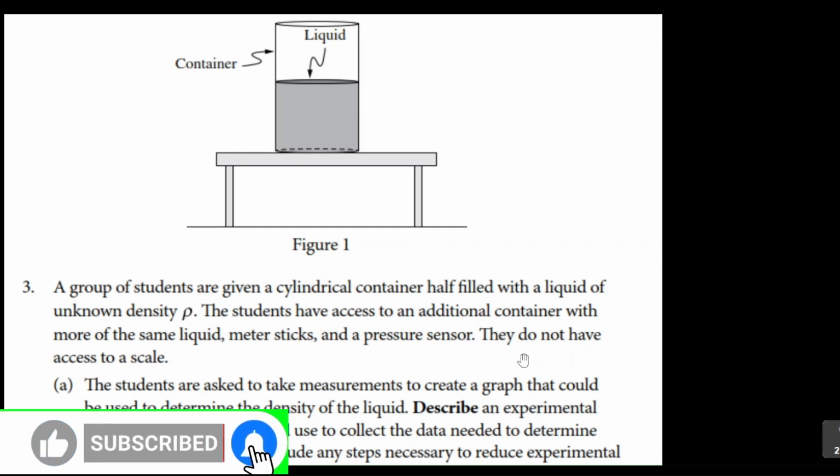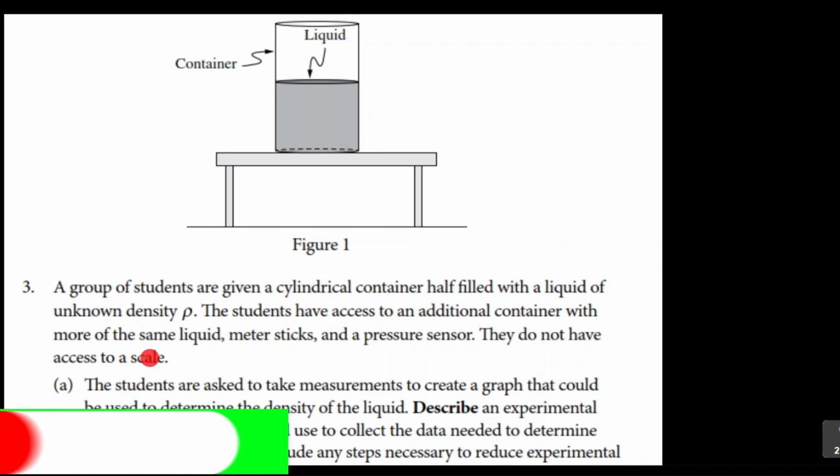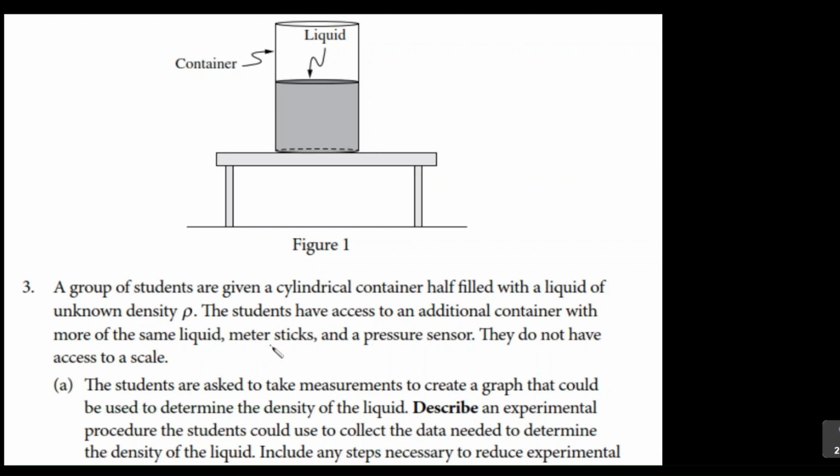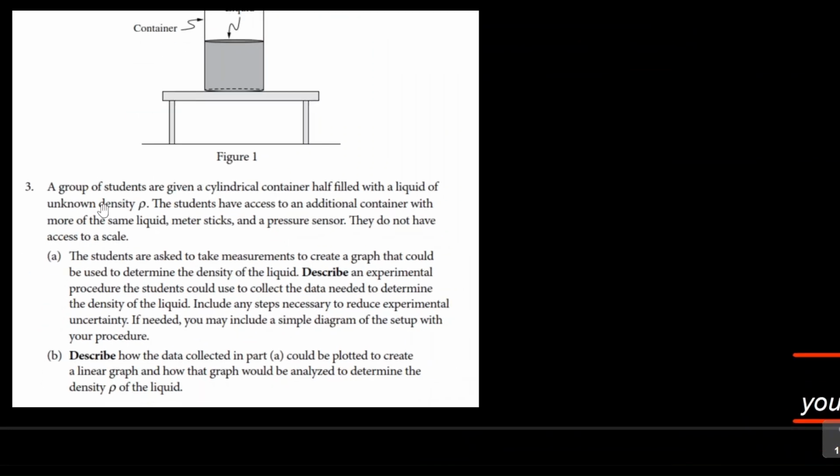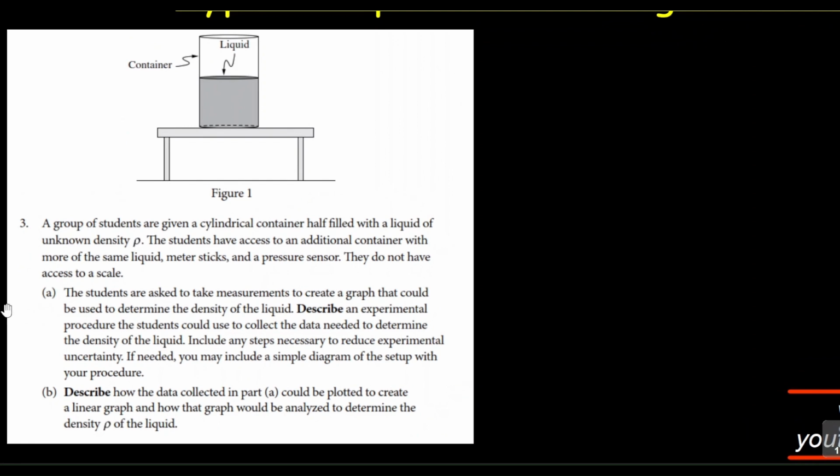Okay. So what this means for us is no scale means no bathroom scale. No bathroom scale means I cannot measure weight, but I can measure the length, of course. I have a meter stick. All right. Now the students are asked to take measurements to create a graph that could be used to determine the density of the liquid. Describe an experimental procedure that the students could use to collect the data needed to determine the density of the liquid. Include any steps necessary to reduce experimental uncertainty. If needed, you may include a simple diagram of the setup with your procedure.